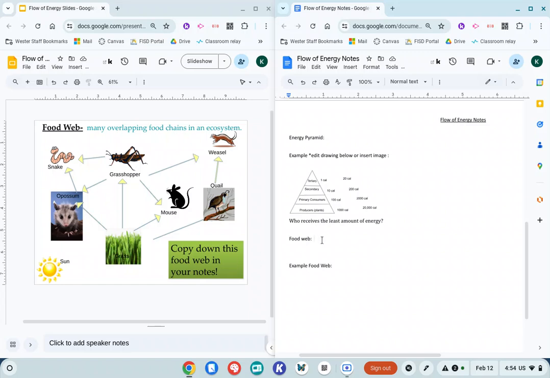So copy down that definition. Right here in the example food web, you could screenshot this and include that in your notes, or you can go and Google search and find your own food web.